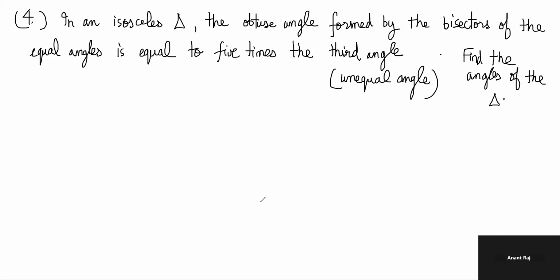An isosceles triangle. Okay. The obtuse angle formed by bisectors of equal angle. Why are you reading it out loud? Oh, sorry. I thought my mic was muted.